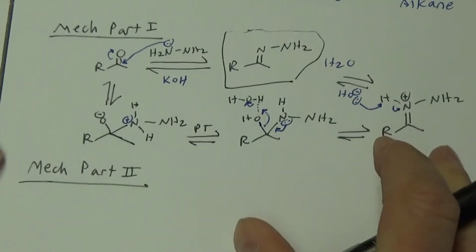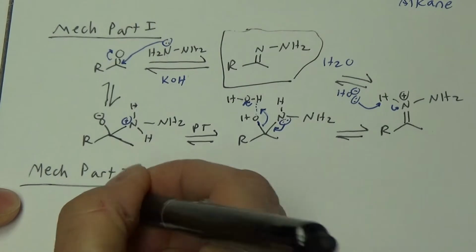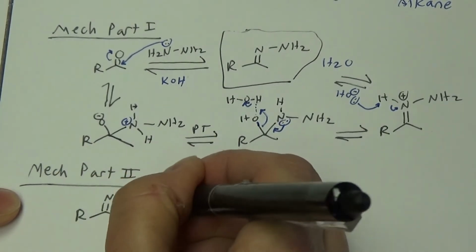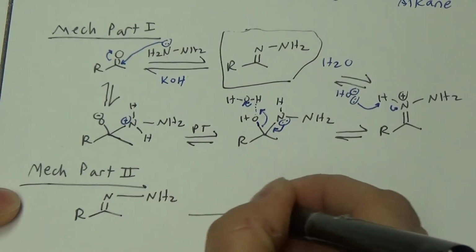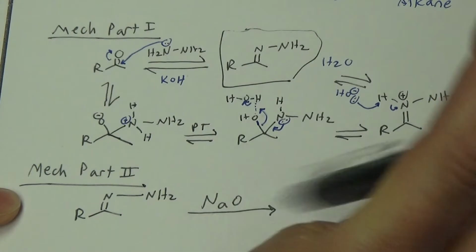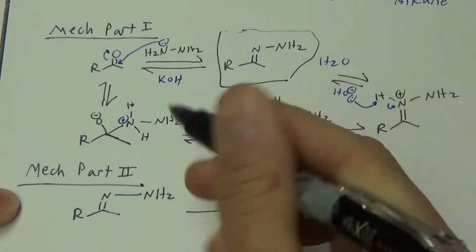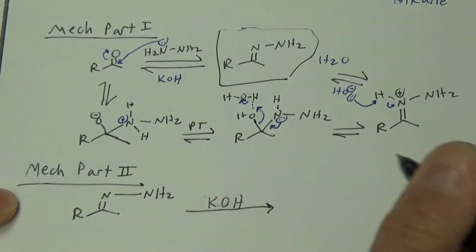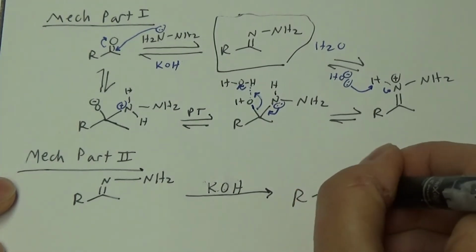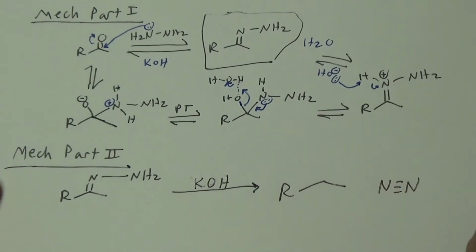Mechanism part two is the hydrazone. Alright, and this is all irreversible. NaOH or KOH, it's just OH minus. KOH, whatever. Hydroxide makes the alkane, and then you make N2. Nitrogen gas, okay?